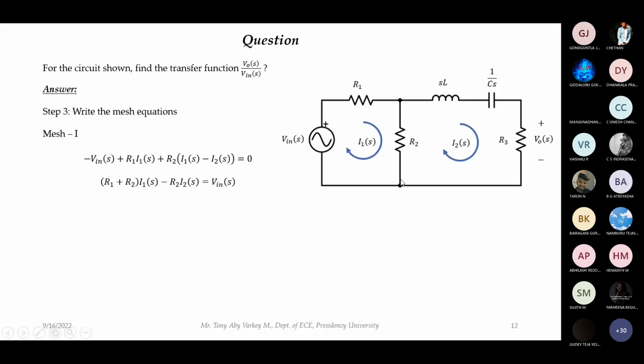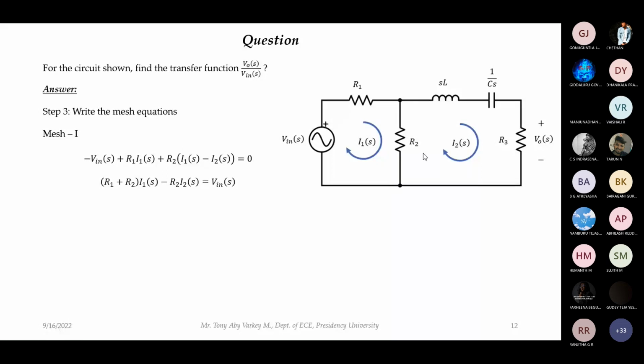I'll start from here: R2 into I2 of S minus I1 of S, because we are considering mesh 2, so I2 I've taken first. Correct. R2 into I2 of S minus I1 of S plus SL into I2 of S. Now it is in the S domain, so there is no differentiation, because SL is the impedance. What is the voltage across any element? Impedance into the current, correct? So voltage across the inductor will be SL into I2 of S. Is it clear?